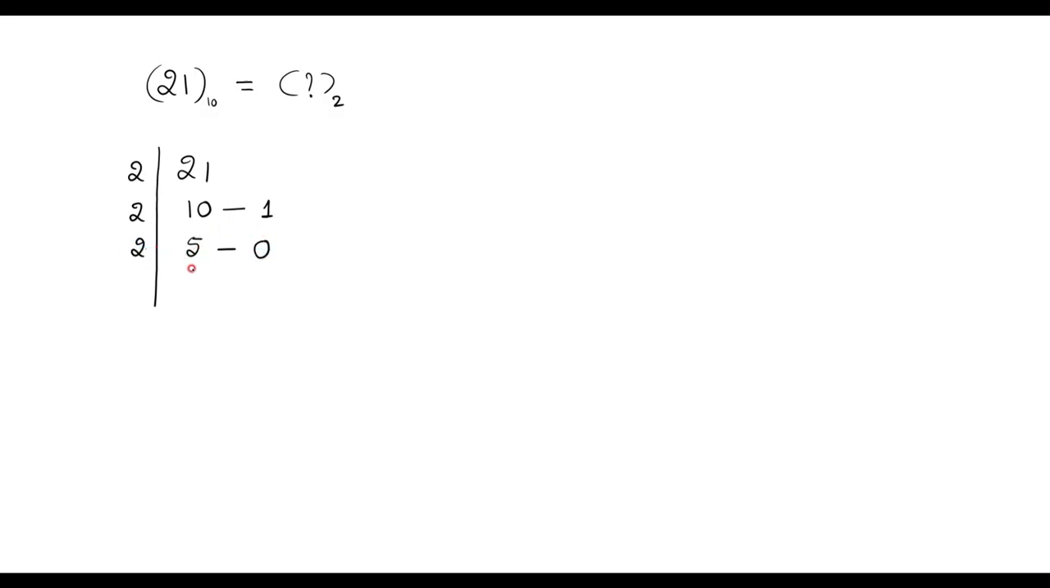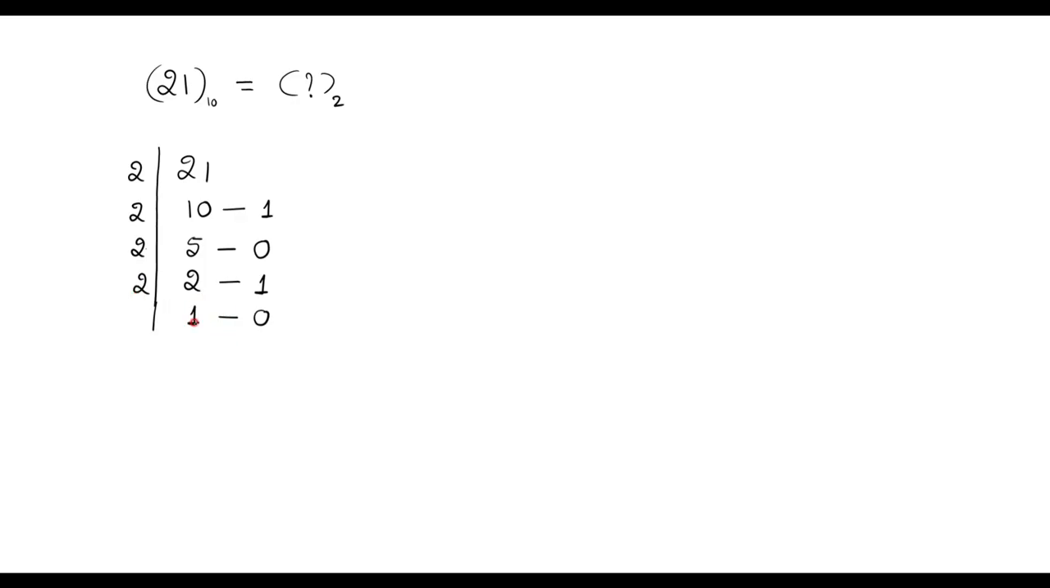Again this 5 should be divided by 2. The quotient will be 2, that is 2 into 2, 4. The remainder will be 1 like this. Again divide 2 by 2, so it is 1 as the quotient, and the remainder will be 0. So after getting 1, we should stop the process because further division by 2 is not possible.